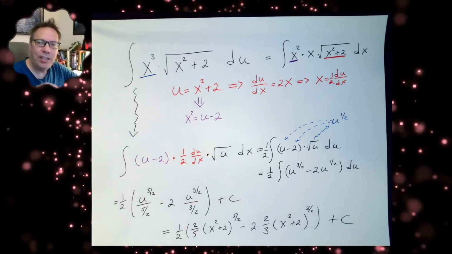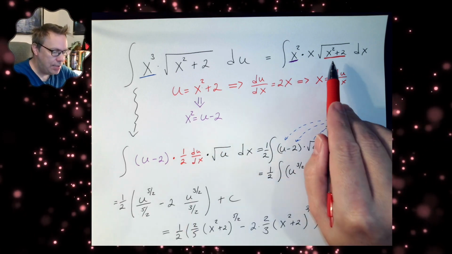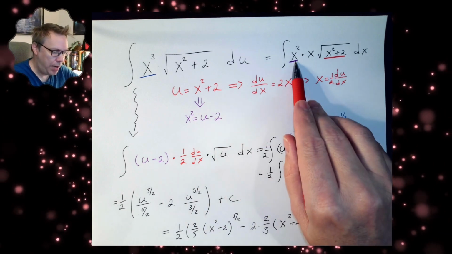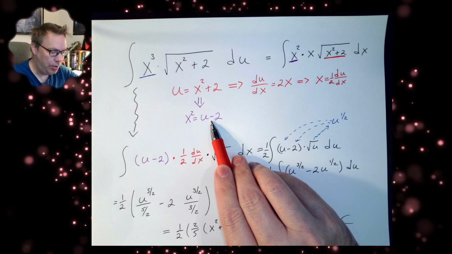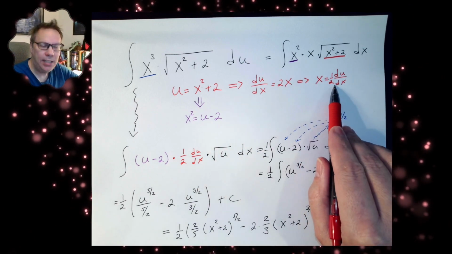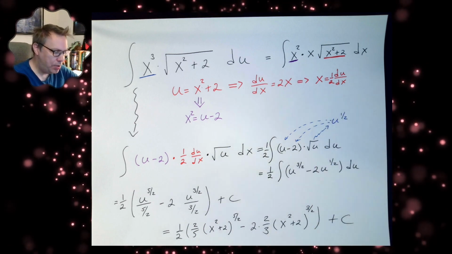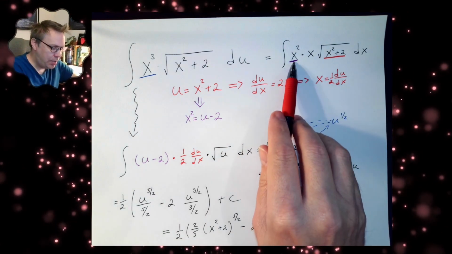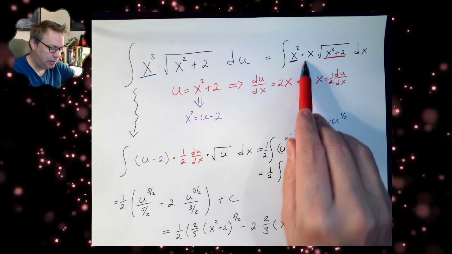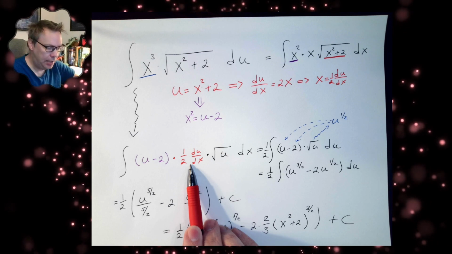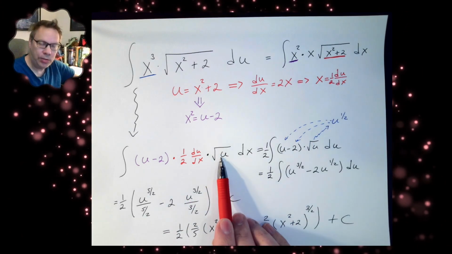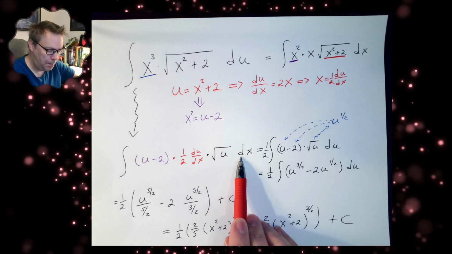So now I have lots of things to substitute. I can substitute the x squared plus 2 for u. The x squared, I'm going to write that as u minus 2. The x, I'm going to replace it with 1/2 du over dx. So let's do those substitutions. So x squared, u minus 2. X, 1/2 du over dx. Square root of x squared plus 2, that's the square root of u, and I have a dx.